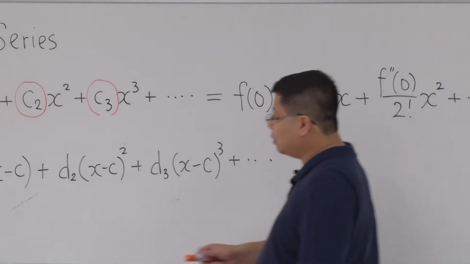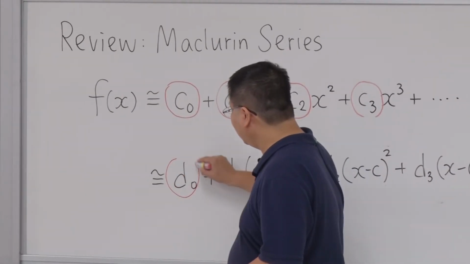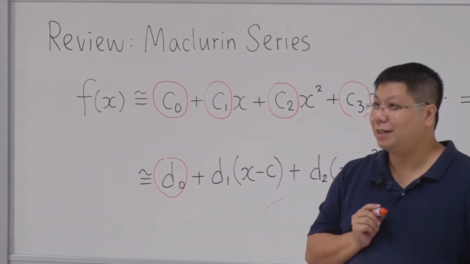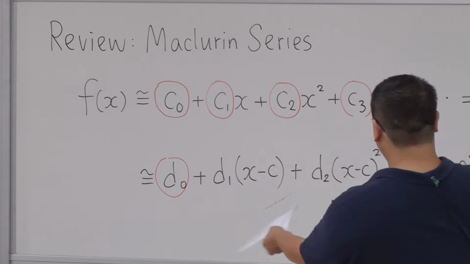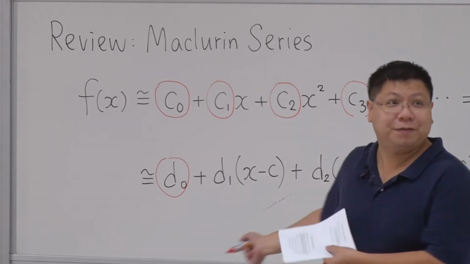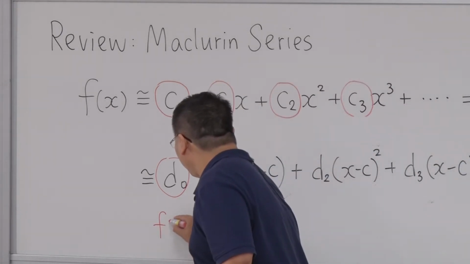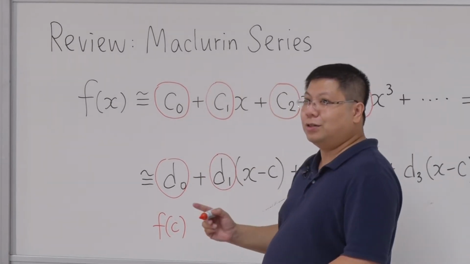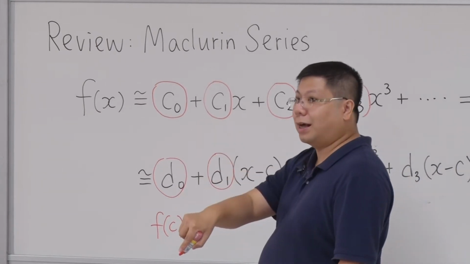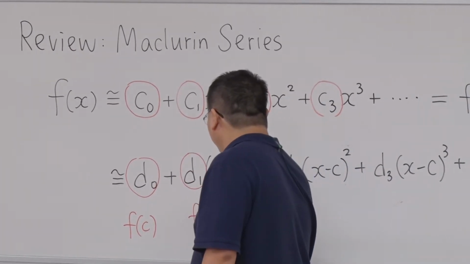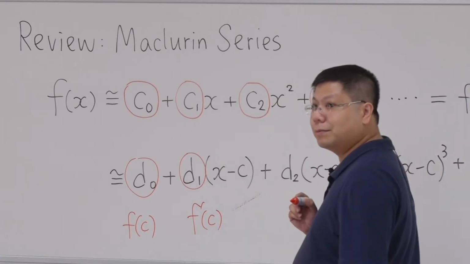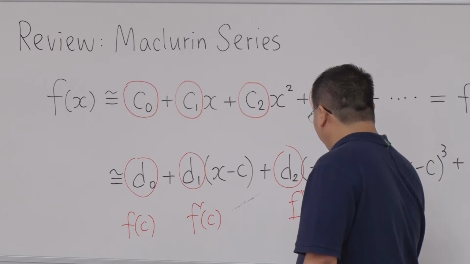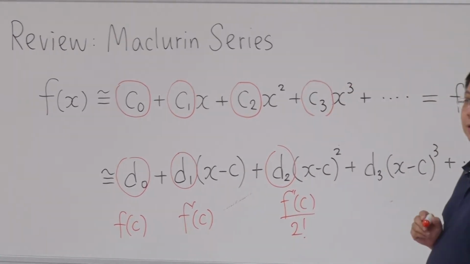And then, how do we get d0? What is d0? How do I get d0? So what should I do? f of c, right? So this is going to be f of c. Is that okay? How do I get d1? You differentiate it once and put c inside. So this is going to be f prime c. Is that okay? How do I get d2? So I differentiate it twice and divide it by 2 factorial. Is that okay? So that's it.